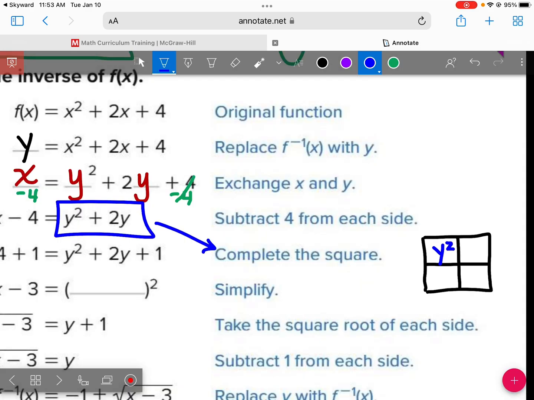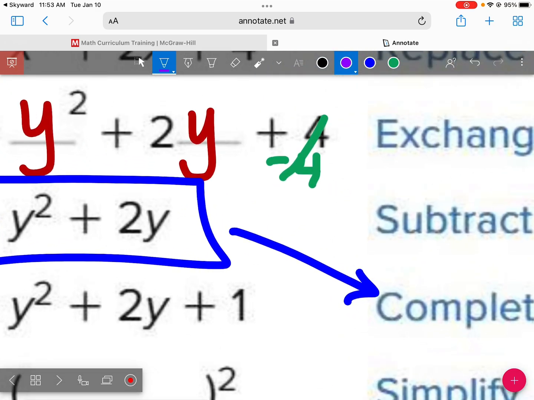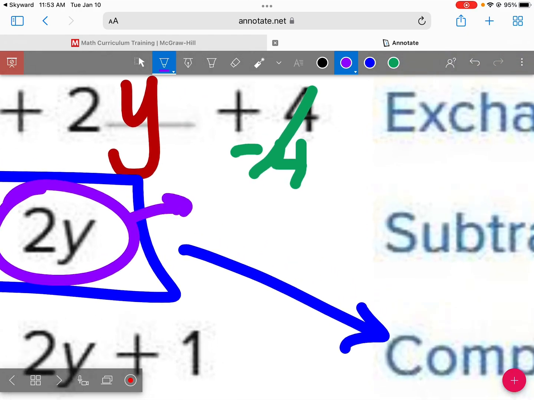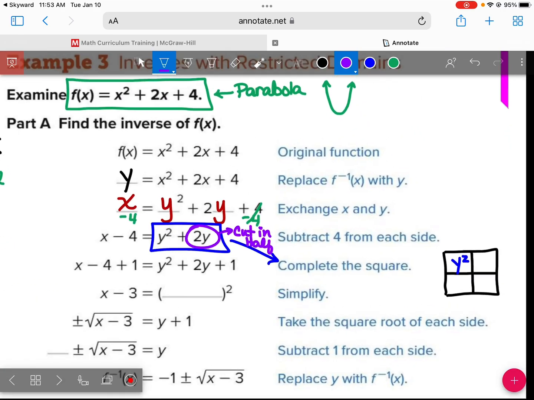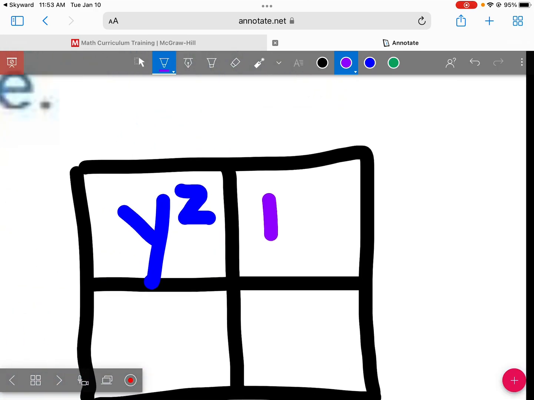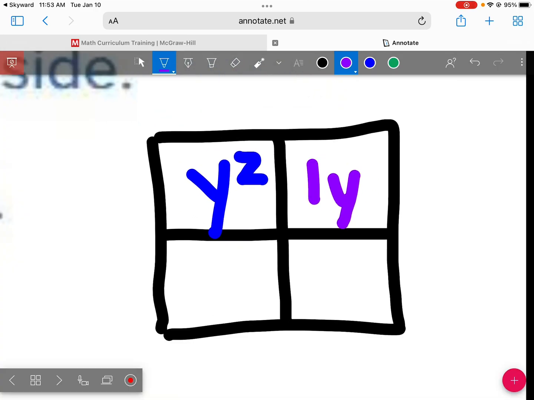So I put my y squared in this top box right here. I'm going to take that 2y and cut it in half. What's half of 2y? 1y. So 1y and 1y in each box.